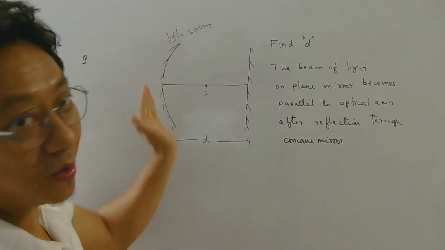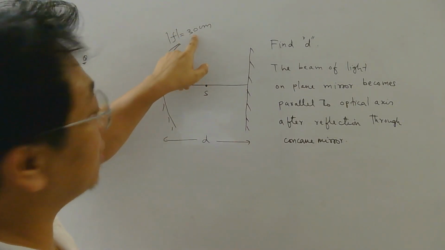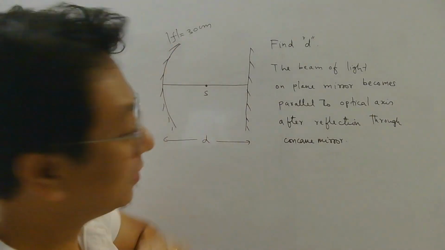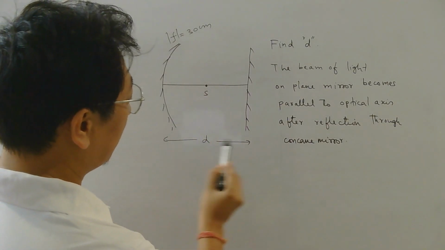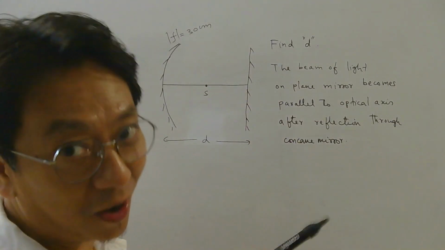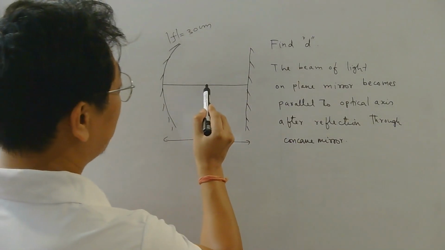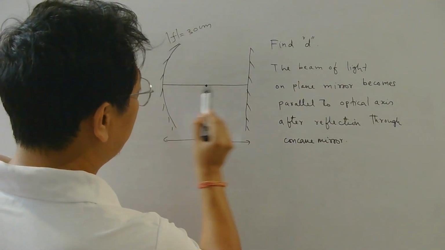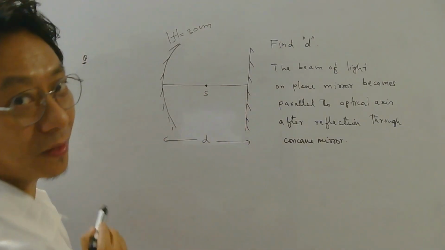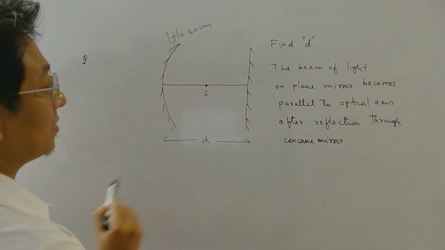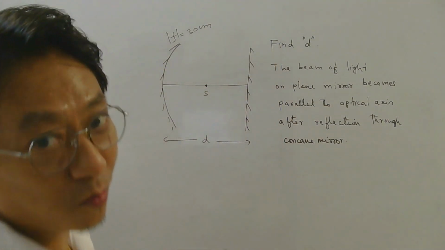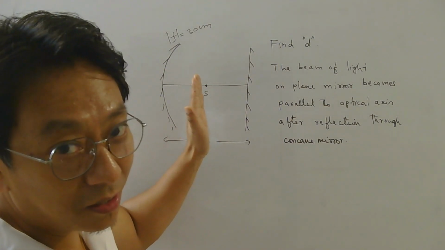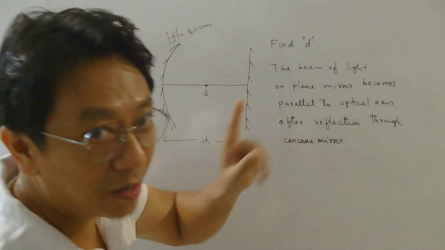Here's a concave mirror whose focal length is given 30 centimeter, the magnitude, and there is a plane mirror. The distance between them we don't know, we have to actually find that. And a source of light is kept at a point midway between them. Now they are saying that a beam of light on the plane mirror, so this time we have to first consider reflection at plane mirror first.